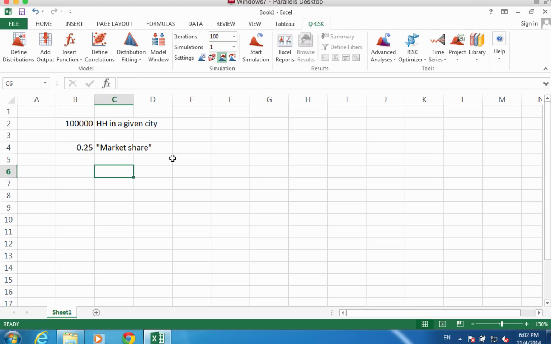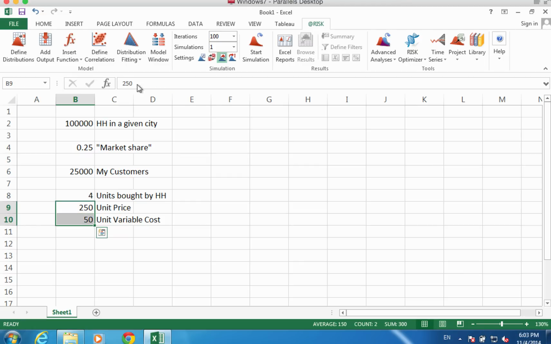So what that means is that my customers, the number of people who buy my product, are going to be equal to the number of households in the city times the market share. So I have 25,000 people who buy my product. Let's say that each household buys 4 units per period. So these are units bought by each household. And let's say that the unit price is equal to $250. Okay? Let's say that the unit variable cost is equal to $50. So these are dollars.